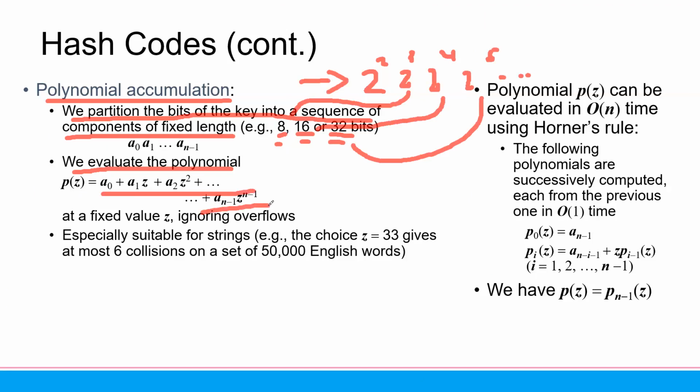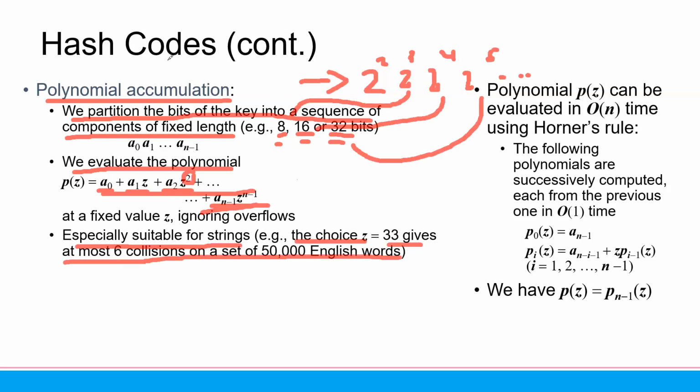So we can evaluate with the polynomial like this one. We have A0, we start with A1z, and then we go to A2z power of 2, A3z power of 3, and so on until An minus 1, z power of n minus 1. This is actually suitable for the string. So we usually choose z equals 33, which gives the most 6 collisions on a set of 50,000 English words. So this kind of code, usually you can use it for a dictionary.